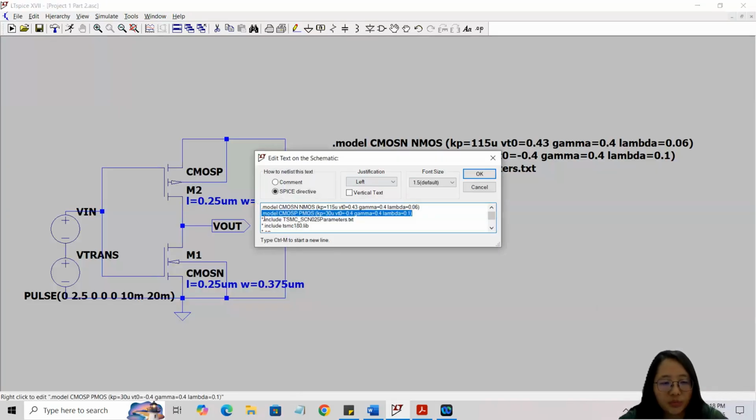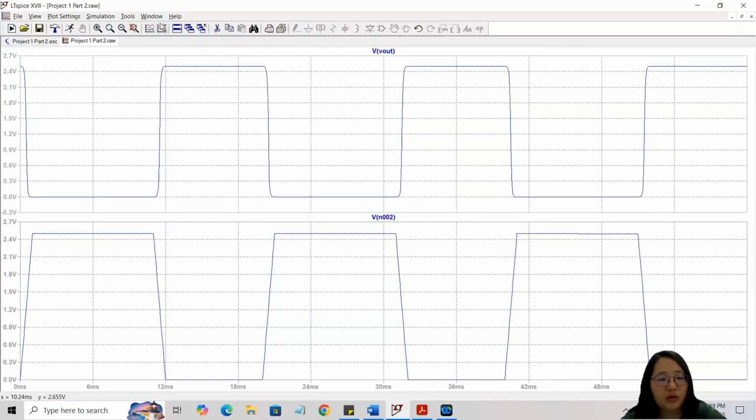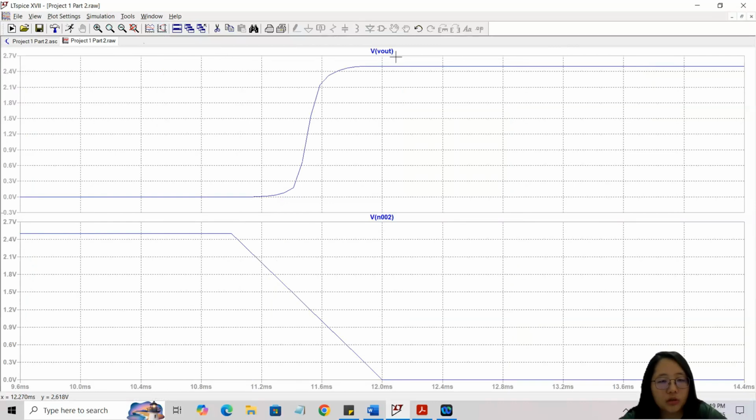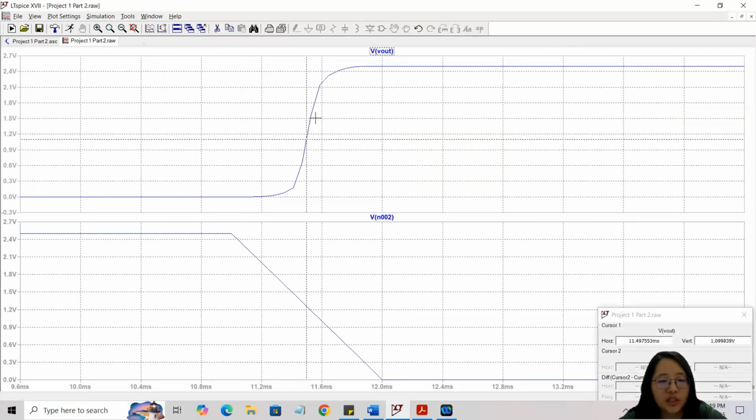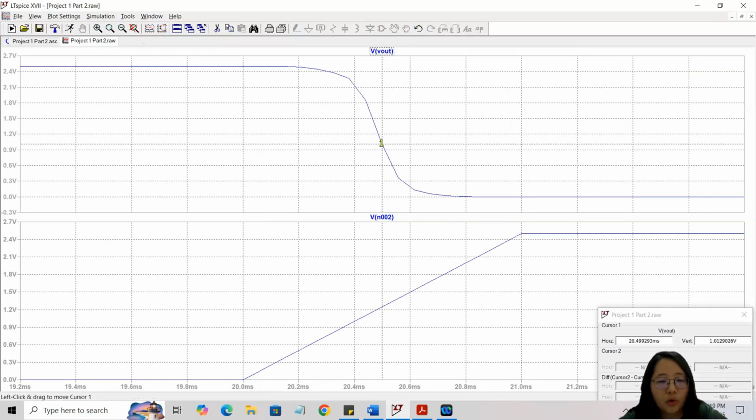Next, I will do the simulation for TSMC SCN025. This one is the Vin versus Vout for the TSMC SCN025. The bottom one is Vin and the upper one is Vout. Here, we can obtain the TPLH for TSMC SCN025, and then here, we can obtain the TPHL for TSMC SCN025.